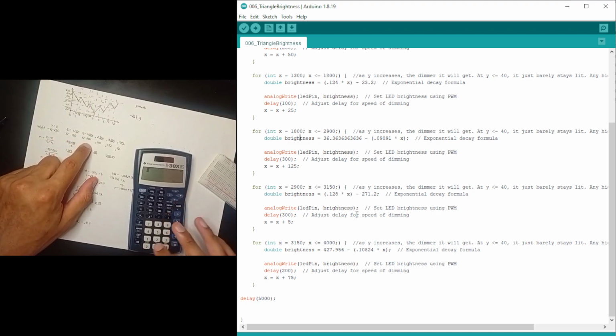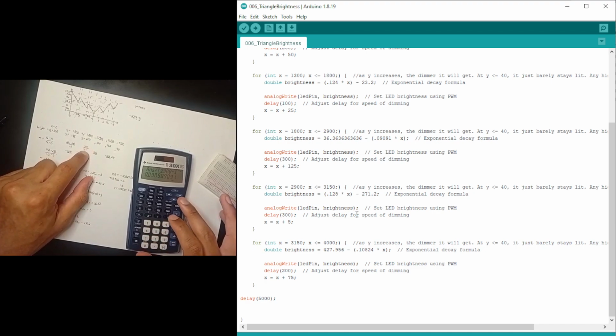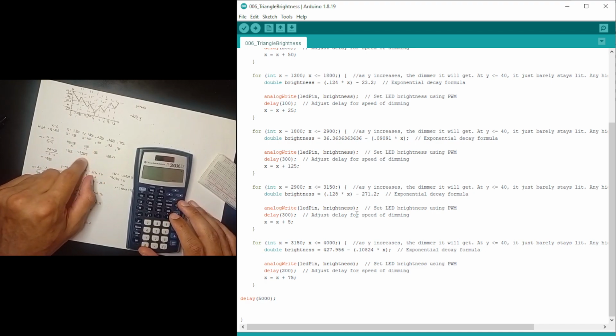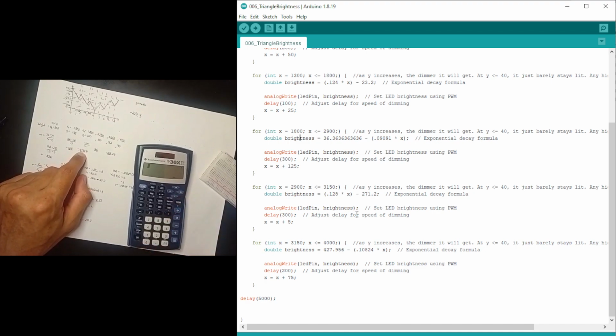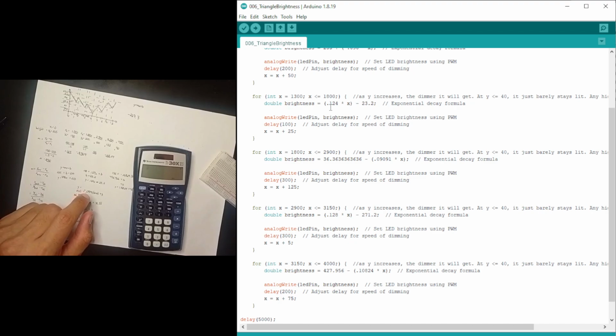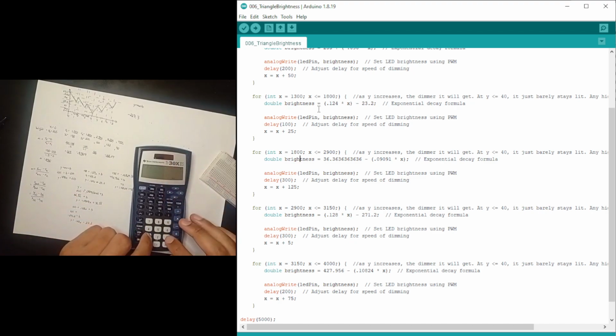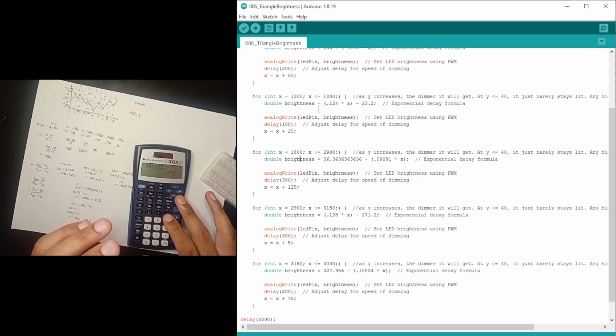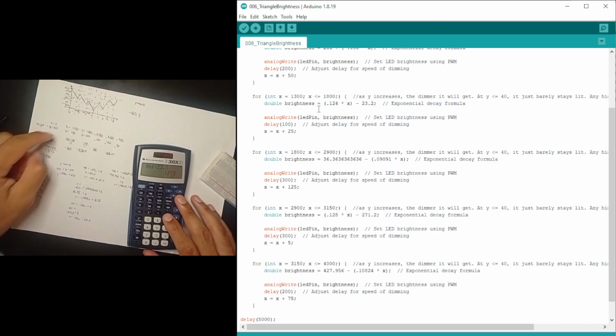0.124. What about this one? Divided by 2,900 minus 1,800. Oh, no. Me doing that shouldn't have changed anything. And yet this equation is weird. Is it just that one? Okay, 1,300 times 0.124 minus 23.3, 137.9. Close enough, 138.